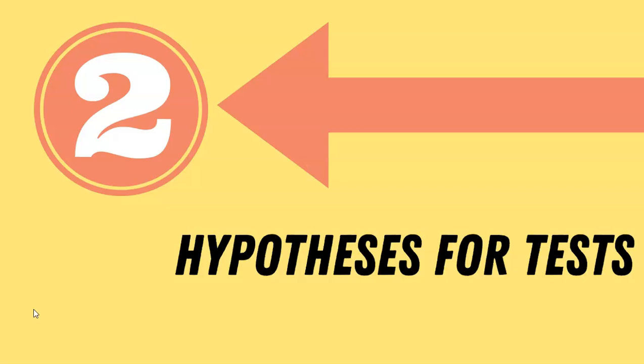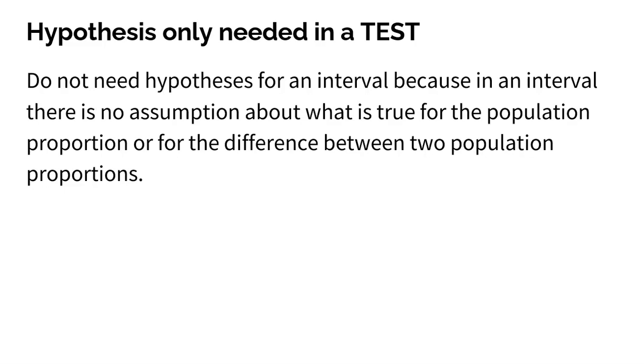Tip number 2, make sure you know how to write the hypotheses for a test, whether it be a 1 sample Z test or a 2 sample Z test. So hypotheses are only needed in a test. You do not need hypotheses for an interval, because in an interval there is no assumption about what is true for the population proportion or for what might be the difference between 2 population proportions. So in a confidence interval, you're simply trying to figure out what is true because you don't really know. All you have is your sample statistics.